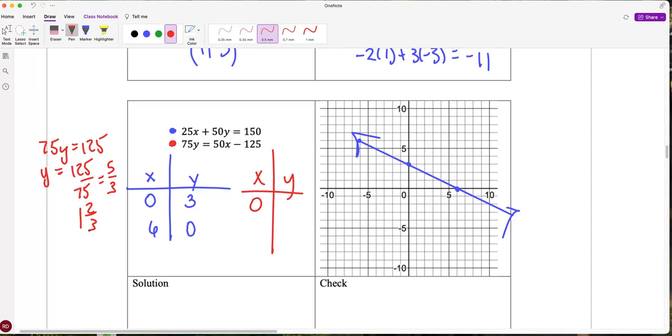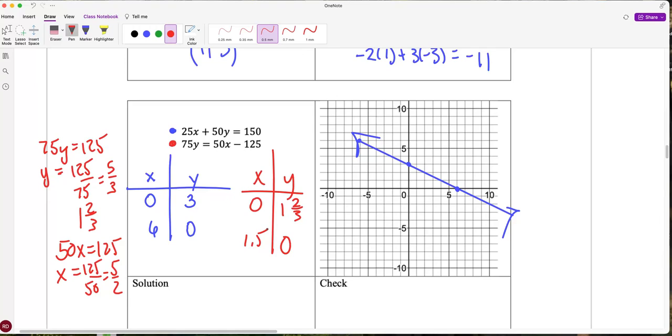Okay. If I look at, so that's 1 2/3, that's my y-intercept. What about my x-intercept? When y is 0, you're going to get 50x equals 125. So x is 125 over 50. Divide those by 25, you get 5/2. So, you know, 1.5.